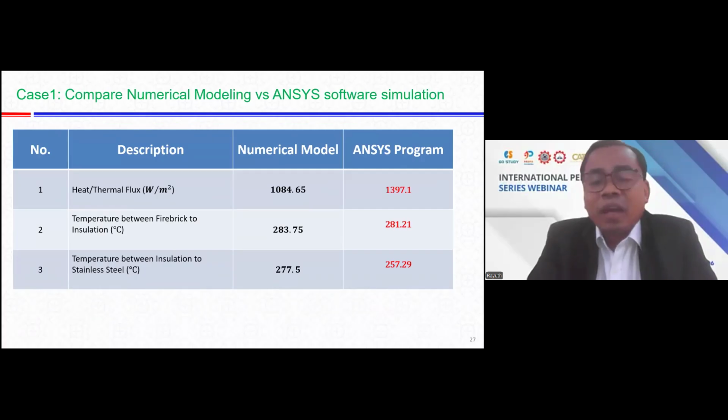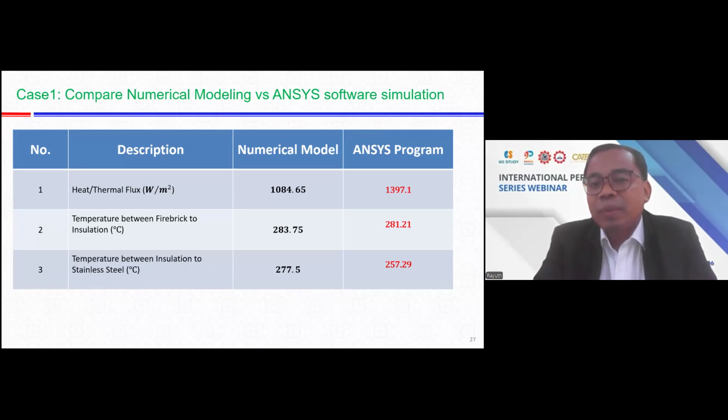The comparison: the first one we look at is the heat flux, or thermal flux. The second one we look at is the temperature between the fabric and the insulation. The third one we look at is the temperature between the insulation and the surface of the wall, meaning the stainless steel. So we check it to verify and compare.